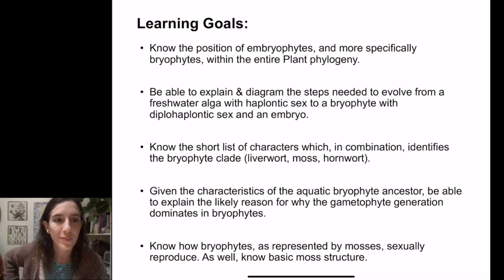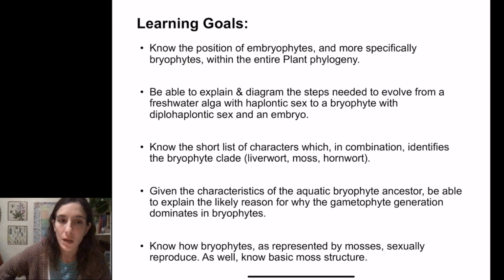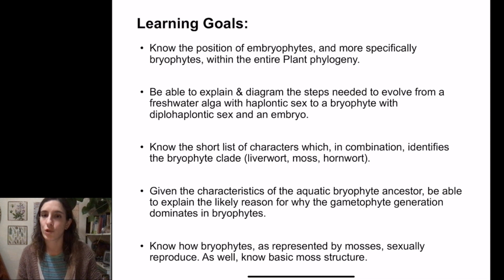We'll define embryo. We'll know the short list of characters which in combination identify the bryophyte clade or the bryophyte group. Given the characteristics of the aquatic bryophyte ancestor, be able to explain the likely reason for why gametophyte generation dominates in bryophytes. And lastly, know how bryophytes, as represented by mosses, sexually reproduce. As well, know basic moss structure. Cool.